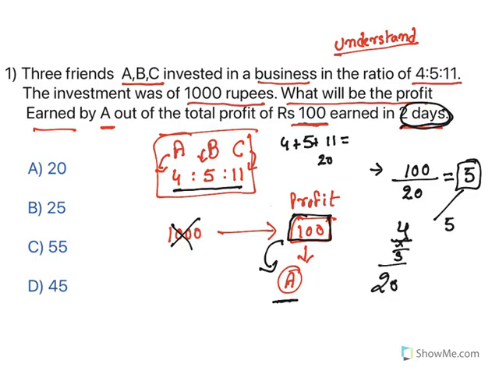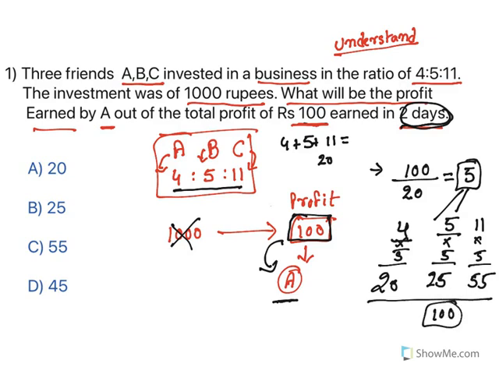Whereas B invested 5 parts of the ratio, so 5 multiplied by 5, he should get 25. Whereas C, 11 into 5, is 55. When you add them together, you get 100. So how much profit should be earned by A? It is this one, 20. The answer is A.